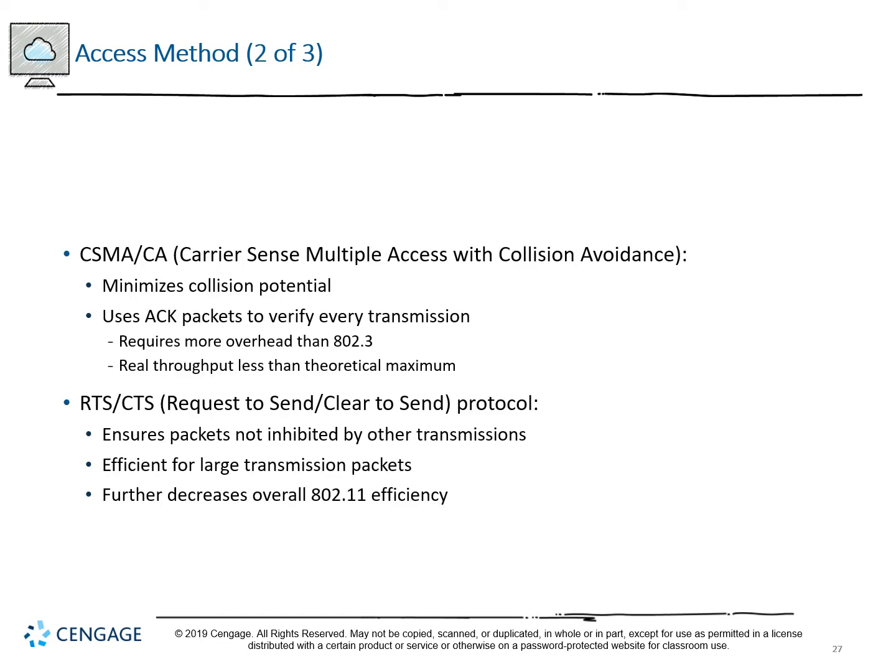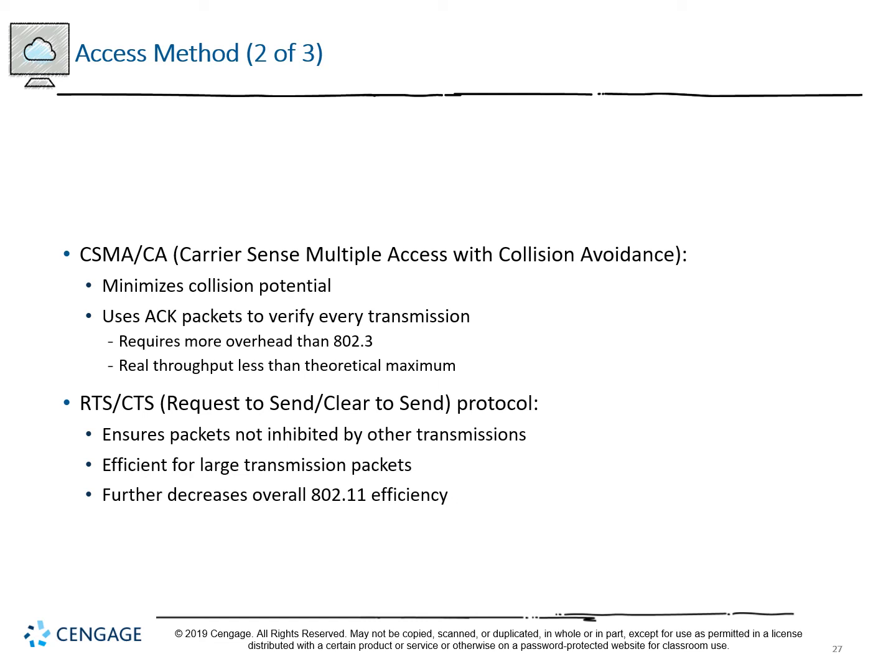One of the contention-based access methods we deal with is called CSMA/CA, carrier sense multiple access with collision avoidance. The wired version of this is collision detection. It minimizes collision potential by using acknowledgement packets to verify every transmission. Now, this does require more overhead than standard 802.3 and less throughput, but we are able to connect wirelessly without having to maintain a physical connection between two points.